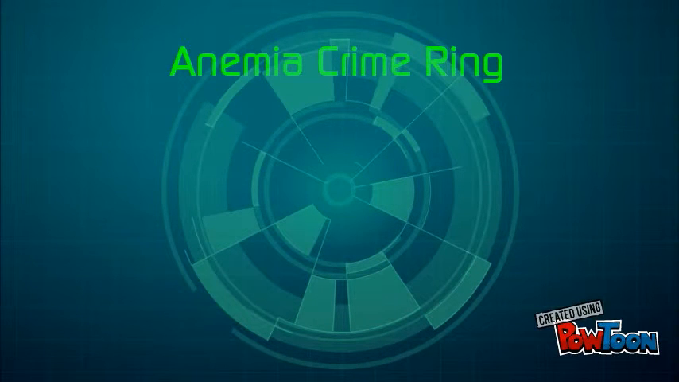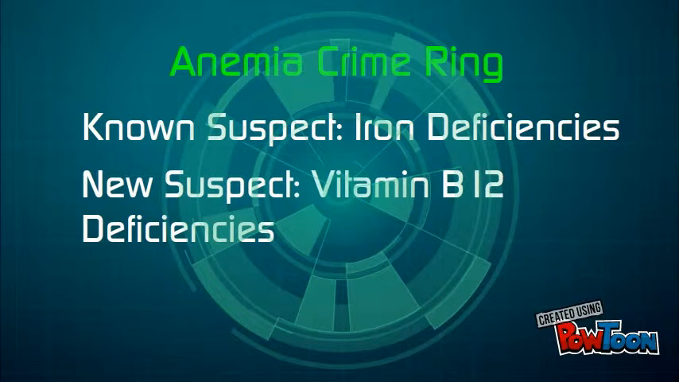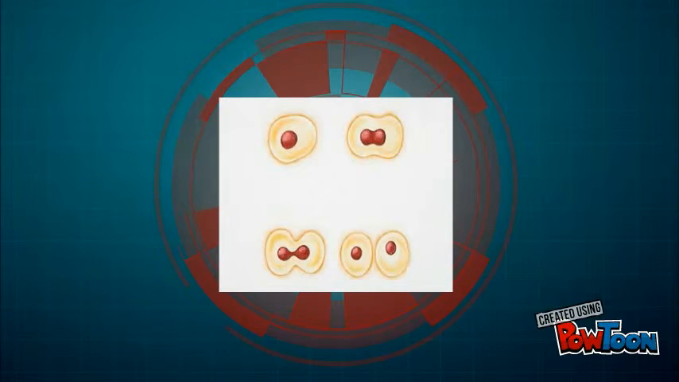You're all aware of iron deficiencies and their part in the anemia crime ring, but we received some new intel that vitamin B12 deficiencies have a big role in anemia as well. These deficiencies can lead to a special type of anemia called Megaloblastic Anemia.